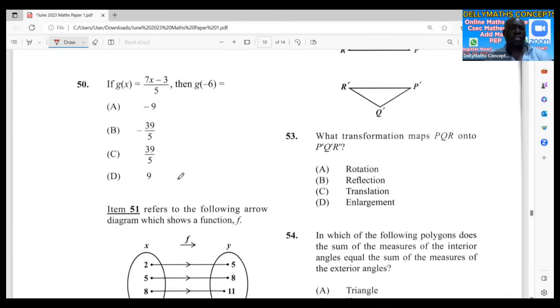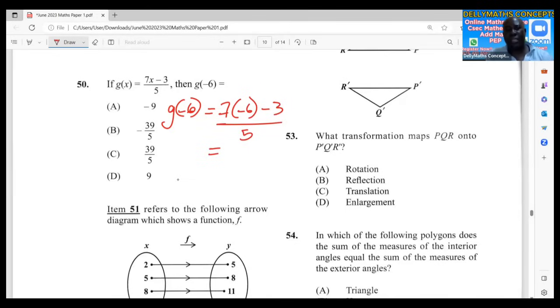If g of x is equal to 7x minus 3 all over 5, then g of negative 6. If I'm going to do g of negative 6, I'm simply going to substitute negative 6 where x is. And when I do so, I'm going to execute slowly, making sure there is no error.